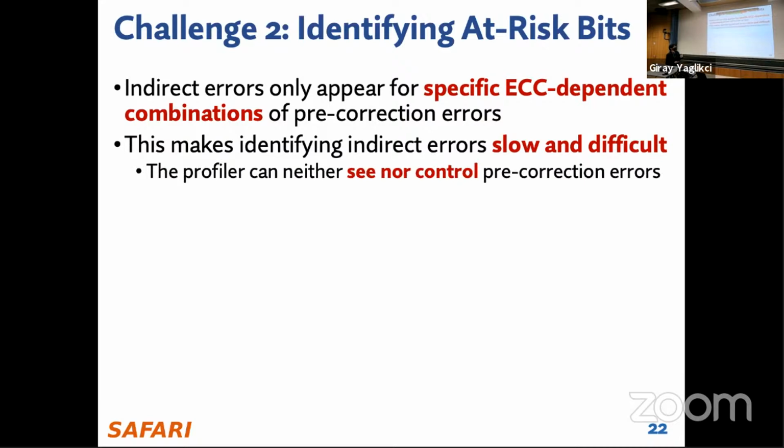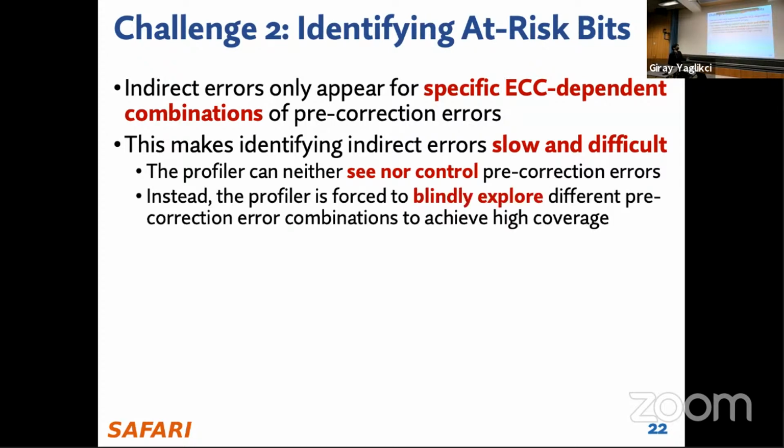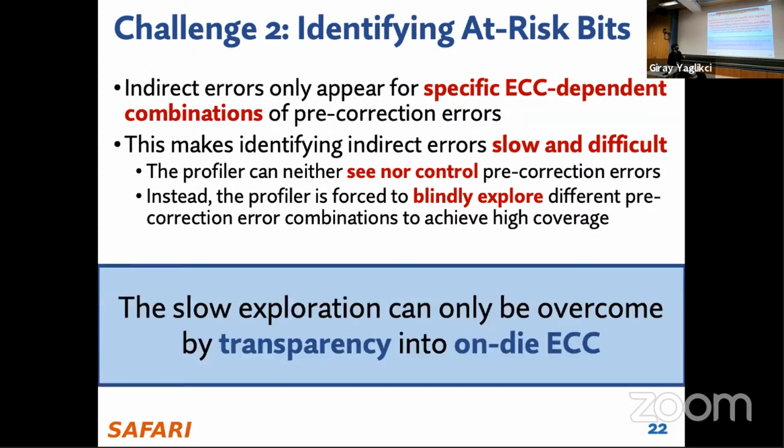The problem here is that the profiler cannot see or control the pre-correction error pattern that occurs. Even though it wants to systematically find them all one at a time, it doesn't have control over which pre-correction errors manifest. Whatever happens in the device happens, and the profiler simply responds to that. So, again, this is a slow and difficult process.